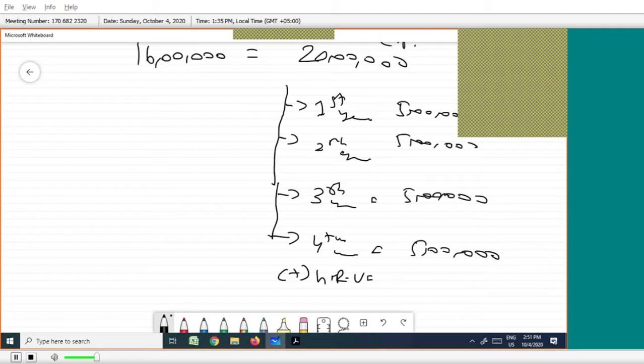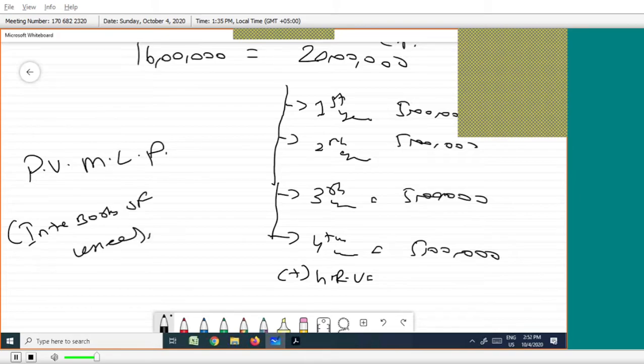Present value of minimum lease payment. This is called what? Present value of minimum lease payment in the books of lessee. How much are we receiving? 1 lakh rupees, because that is the only guarantee given by the lessee. Not 2 lakh. He is not giving a guarantee for 2 lakh. He is giving only 1 lakh guarantee. Now tell me, all of you put yes.